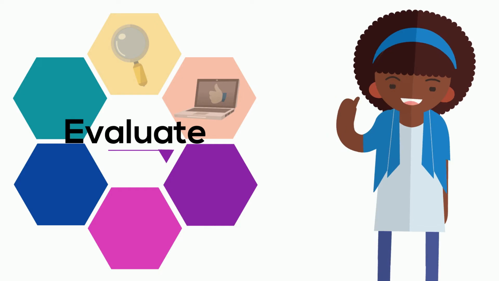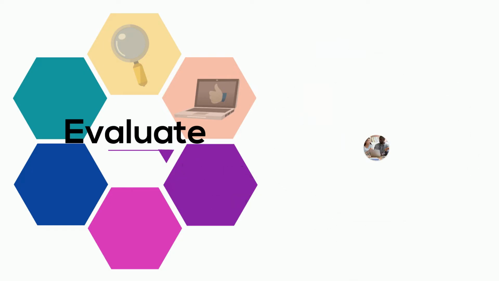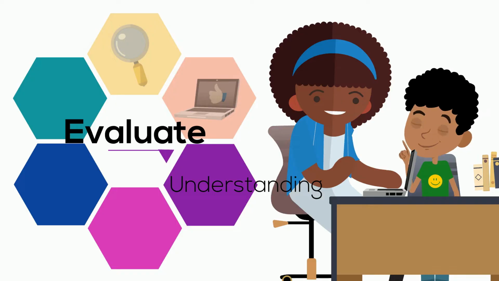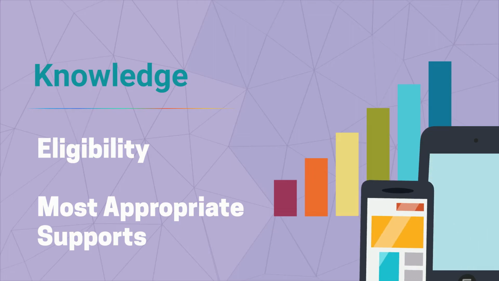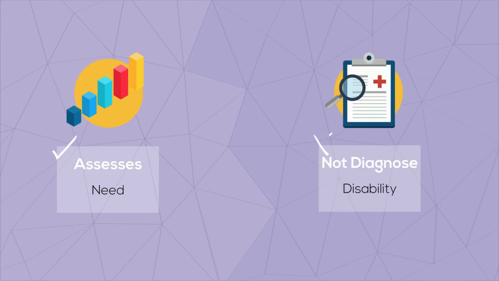Section 504 describes that the evaluation must include a review of a variety of informational sources. This could include the student's work, records, and any observations from parents, practitioners, teachers, and others who are familiar with the student's needs. The Section 504 team's understanding of the student and how the disability impacts their access to what the school provides is paramount. This knowledge is needed to determine both eligibility and the most appropriate supports. Although the Section 504 evaluation assesses specific areas of need, it does not diagnose a disability.